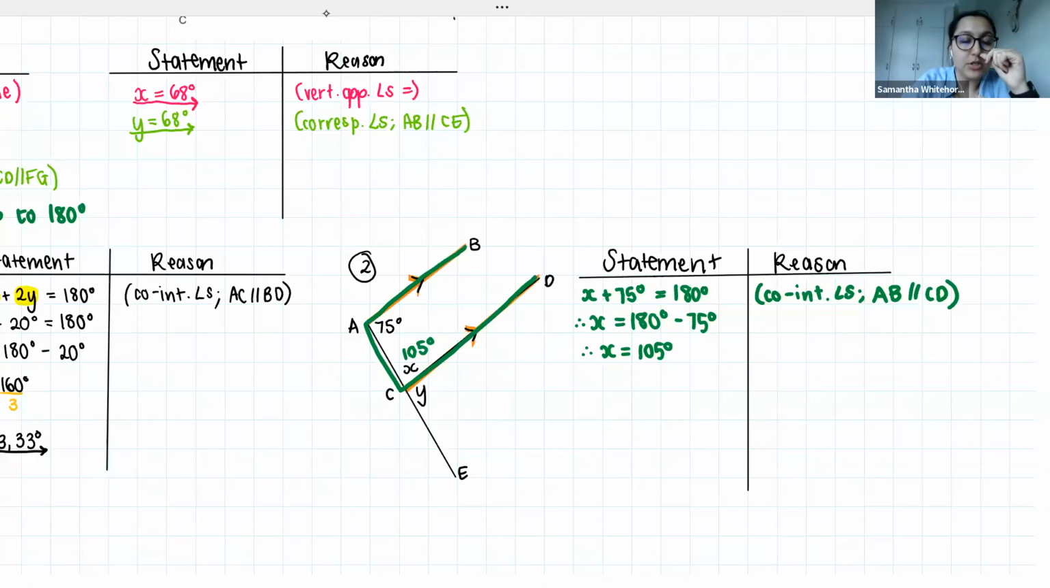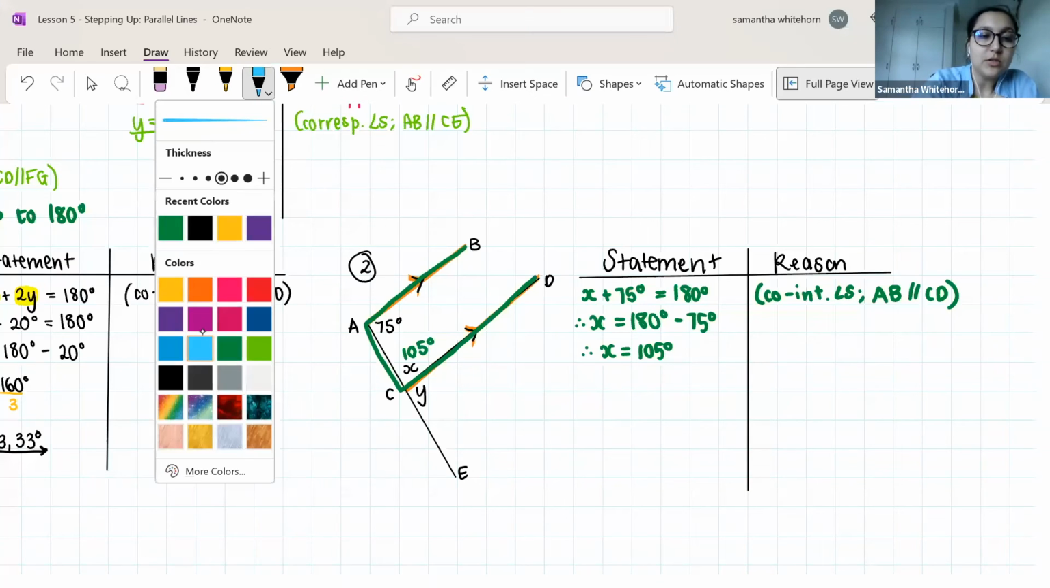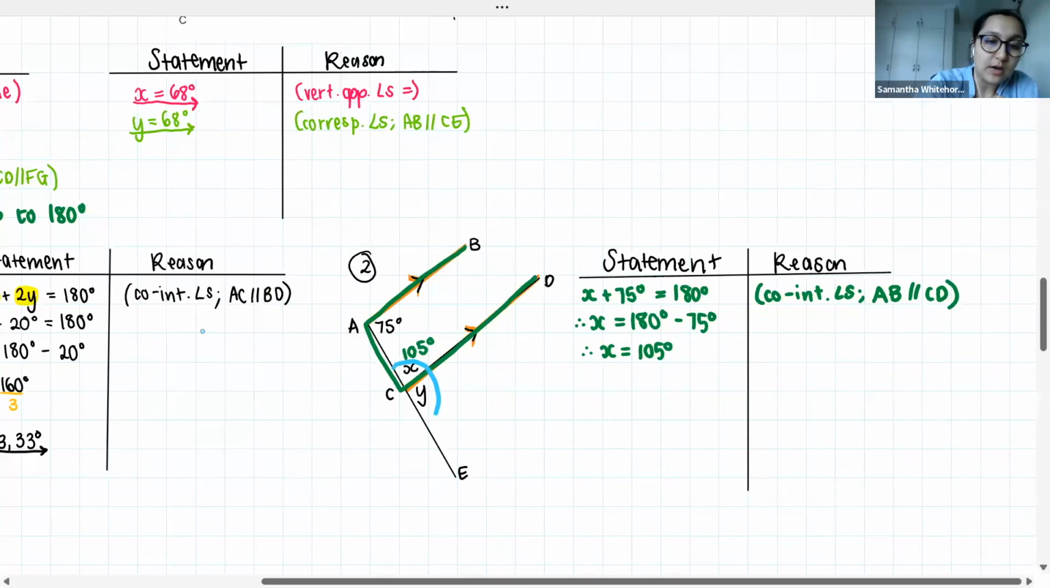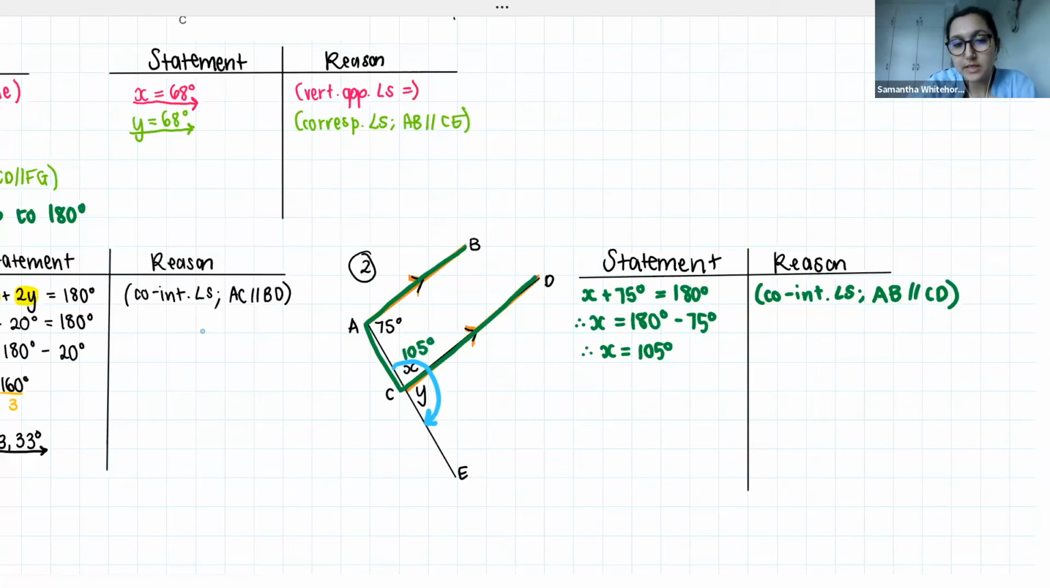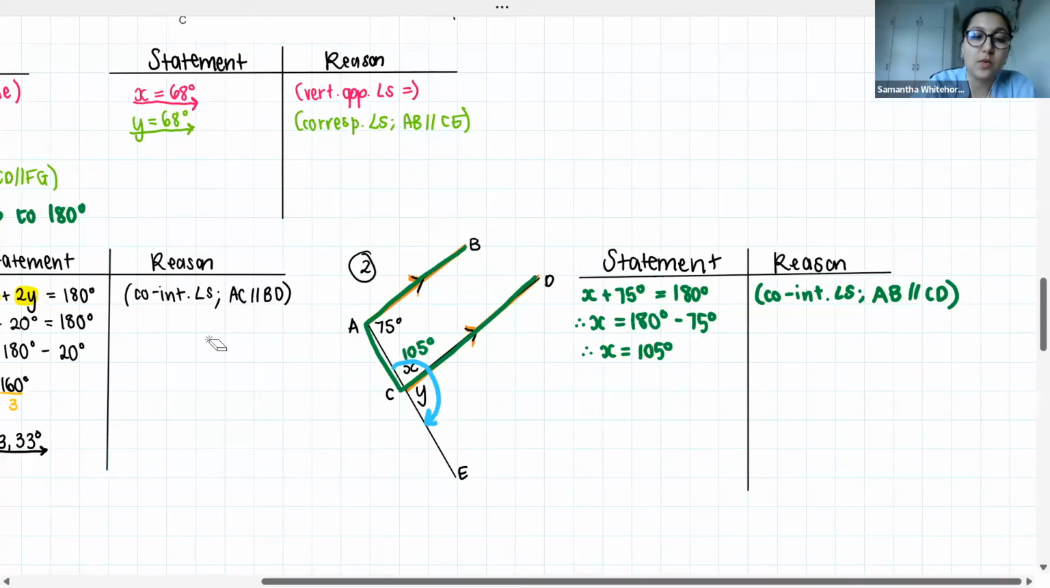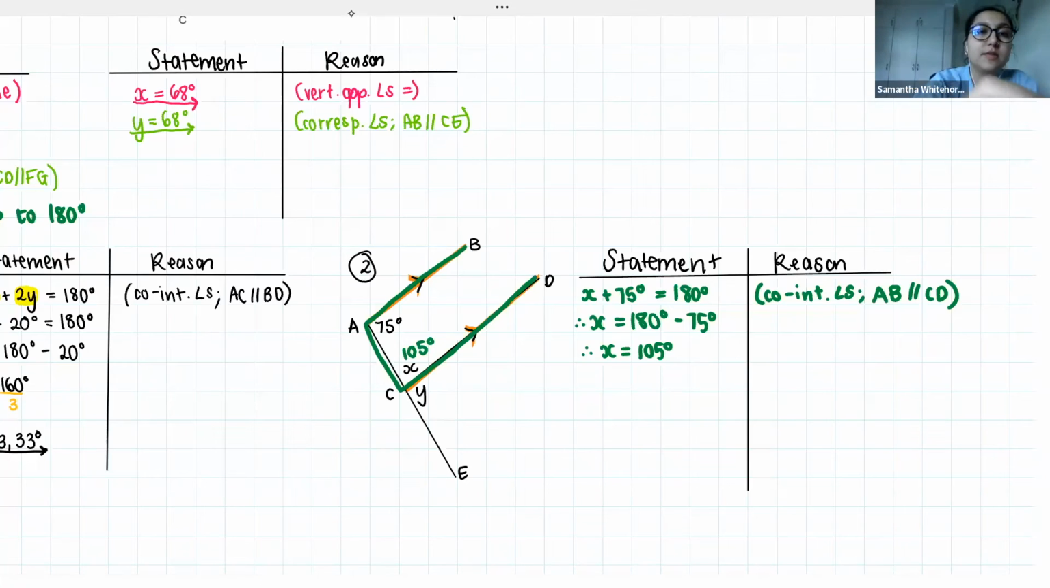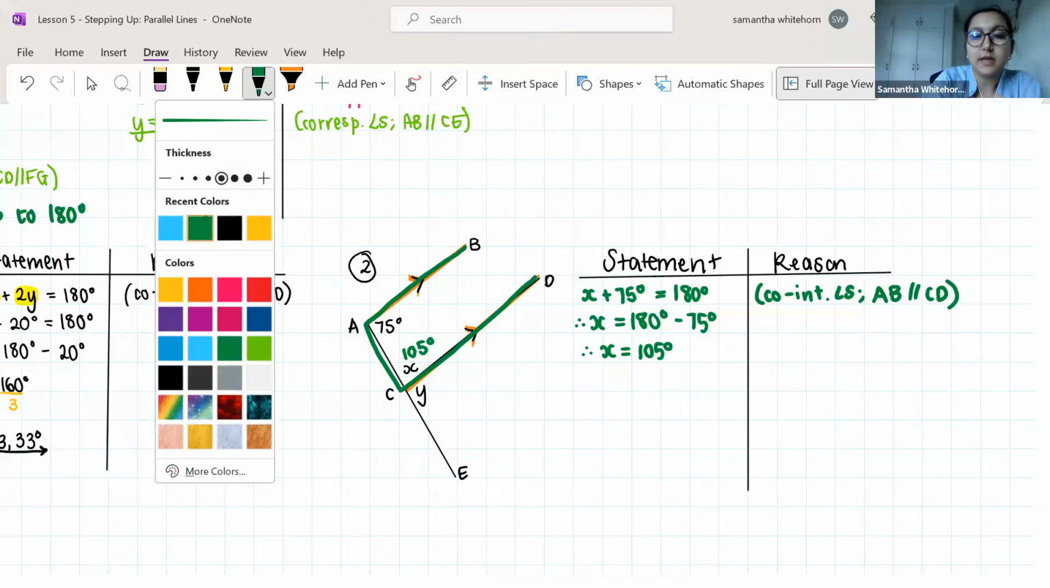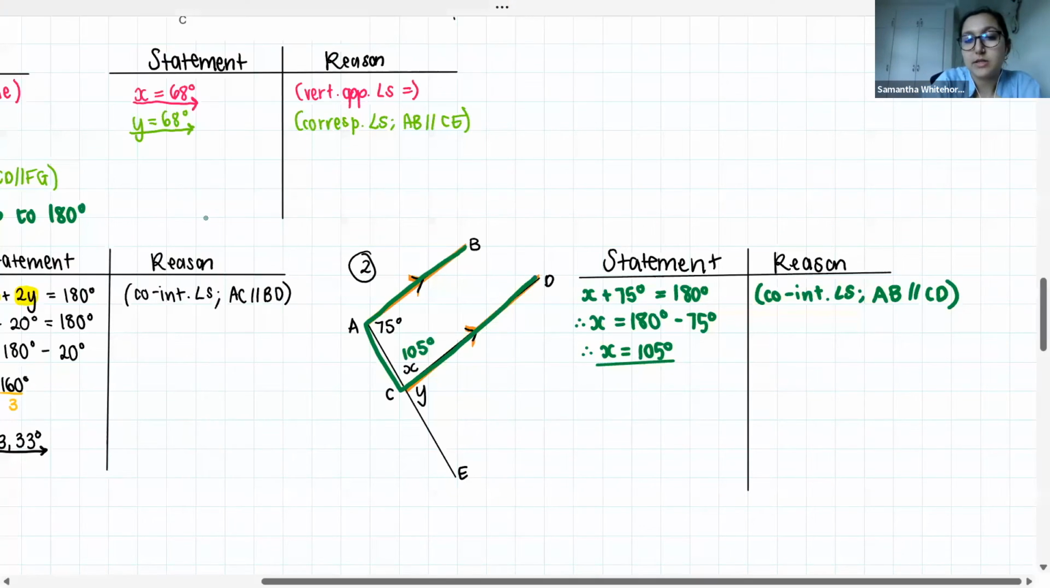Now, grade 8s, there are actually two ways you can do Y, and both of them are absolutely fine. The first way you can do Y is you can see that X and Y are on a straight line, and so if you add them together, you must get 180 degrees. That's fine. So if you use angles on a straight line to get Y, absolutely correct, you will get the marks. Obviously, because we're practicing parallel lines, I'm going to work with the parallel lines reason that we can use here.